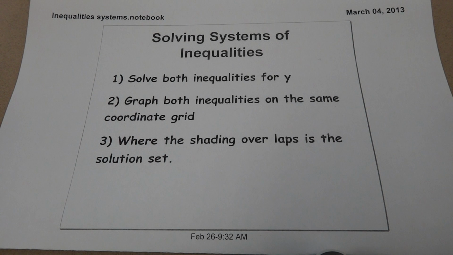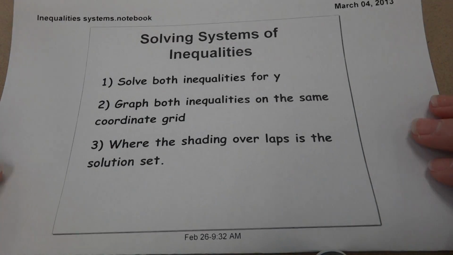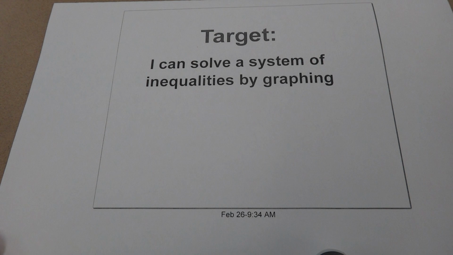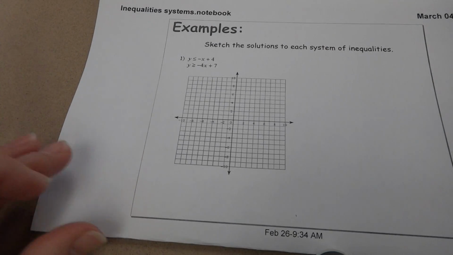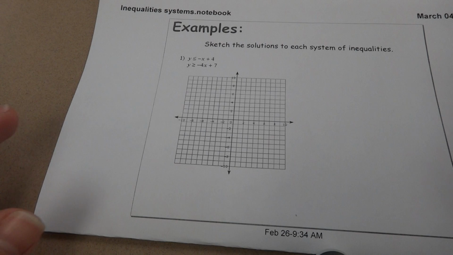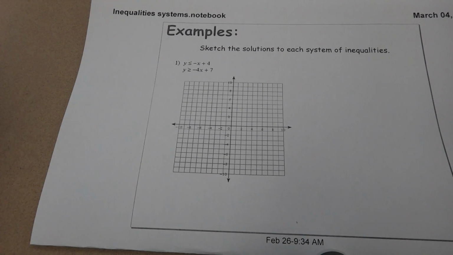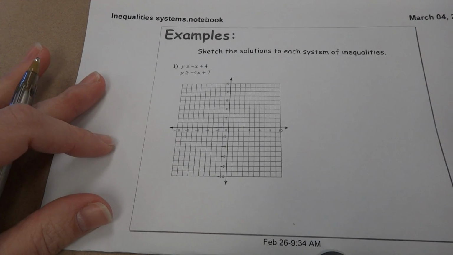After you have them in y-intercept form, then step 2 is to graph both of the inequalities on the same coordinate grid. Where the shading overlaps is the solution set to the system of inequalities. So after your lesson today, your target will be, I can solve a system of inequalities by graphing. Let's look at our first example. Example 1 is a more simple example because the inequalities are already in y-intercept form. So we can skip straight to step 2 and just graph them.